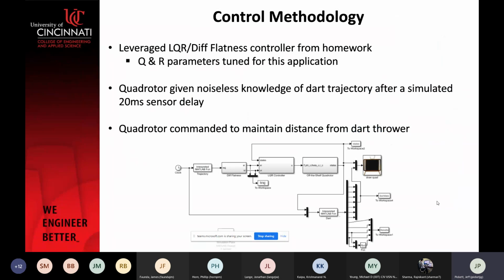In terms of control methodology, we largely leveraged our LQR and differential flatness controller that we created in the homework. We did, however, have to tune for this application our Q and R parameters, which we did mostly through trial and error. In terms of sensing, we didn't dive deep into a sensor model or anything, just assumed a noiseless knowledge of the dart states after what we call a simulated sensor delay. We made the sensor delay 20 milliseconds for most of our runs, but essentially just after the 20 milliseconds into the dart throw, at that point, now the drone has full knowledge of the dart states.